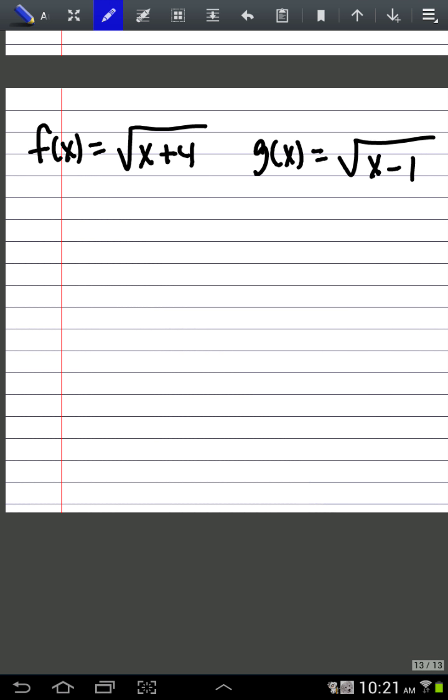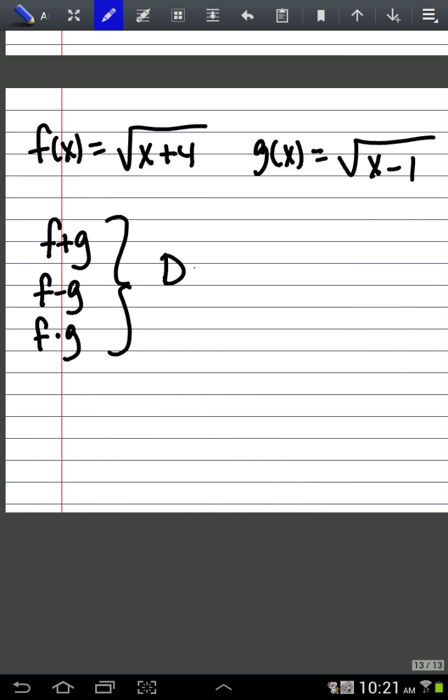Now watch this part real close. For F plus G, F minus G, and F times G, the domain is going to be the same thing for all three of them. Do you remember what the domain was? The notation for it would be the domain of F intersect the domain of G.